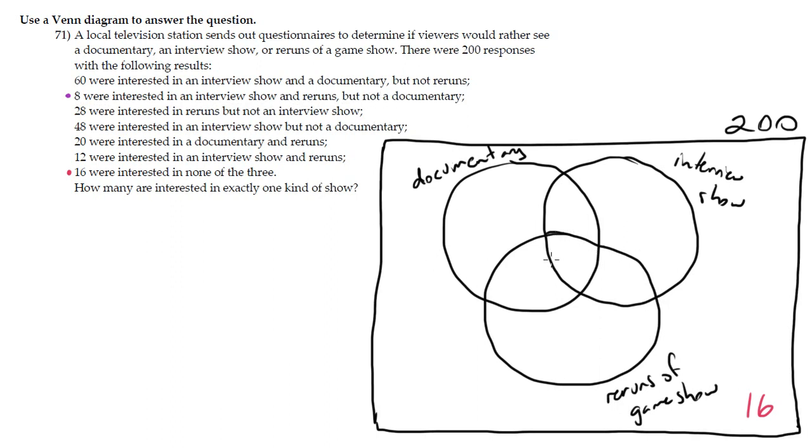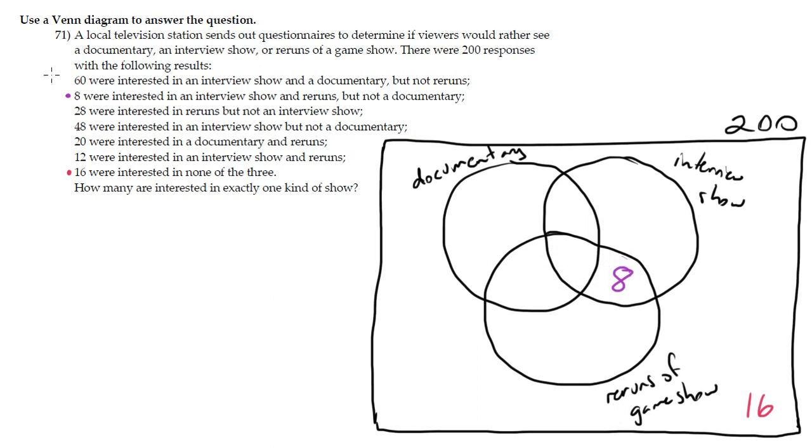So here's an interview show and reruns, right? Interview show and reruns, but not a documentary. You see where a documentary overlaps with this? Interview show and reruns, that's these 2 circles. But I don't want a documentary, so I just want this region here. There should be 8 people in here. When you see that "but not," that's when you know you don't really have to subtract what's in the middle. Just throw that number in there.